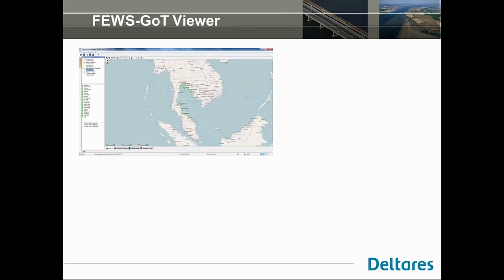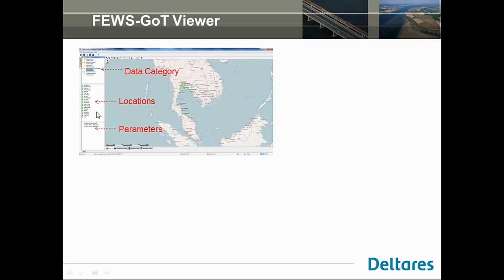This is the Delft-FEWS Gulf of Thailand viewer. You can see here is a GIS-based viewer that shows a map of Thailand as well as the Gulf of Thailand. On this viewer, on the top left, you can see the data categories that can be visualized in this viewer. You might not see clearly what's in it, but this is basically real-time water level observation, numerical weather forecast, the hydrodynamic simulation output, as well as wave model simulation output.